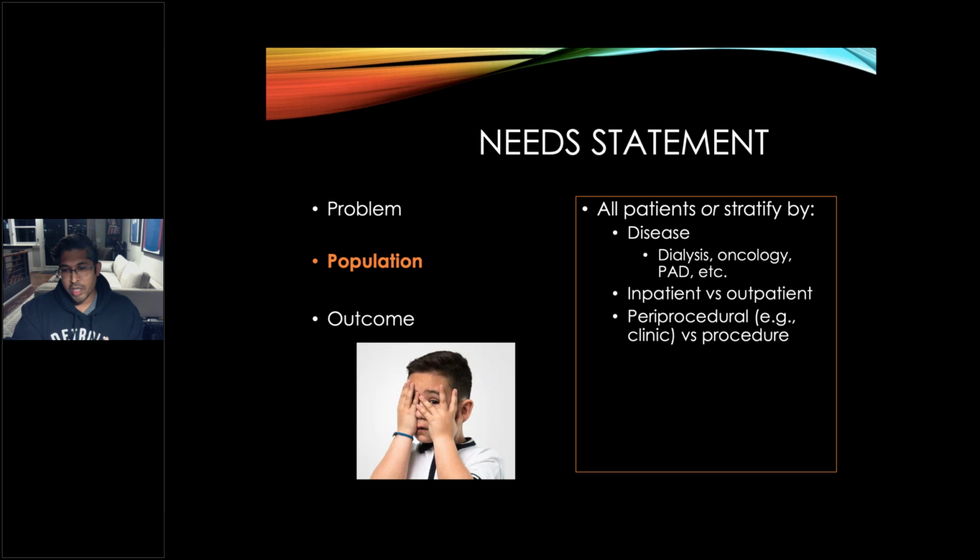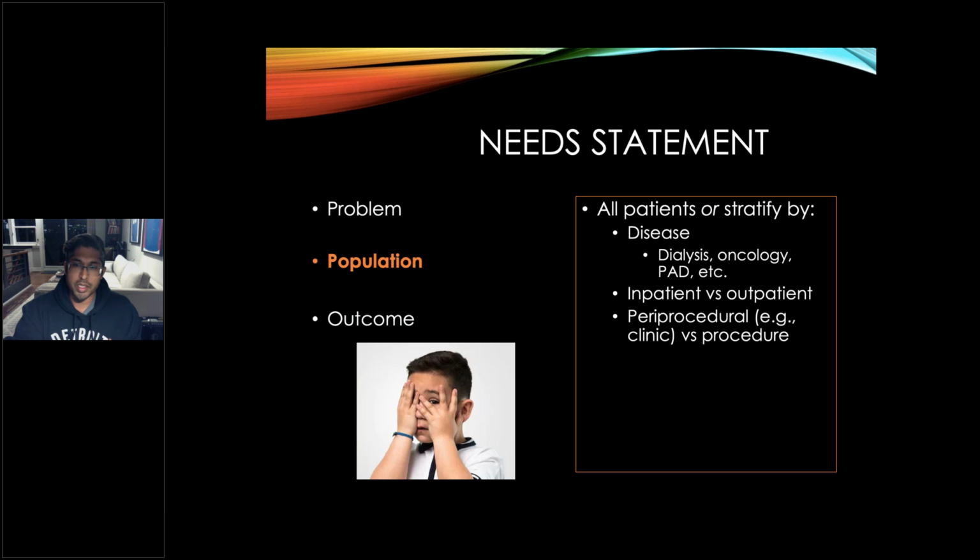So again, once you identify the problem, it's going to help to narrow your focus. And in a perfect world, maybe you'll figure out a problem that affects all of IR, and maybe you're going to solve some great big dilemma in IR and COVID in one fell swoop. But more likely, you're going to have to focus your problem to a specific population, and you can stratify your population based on a number of different categories.